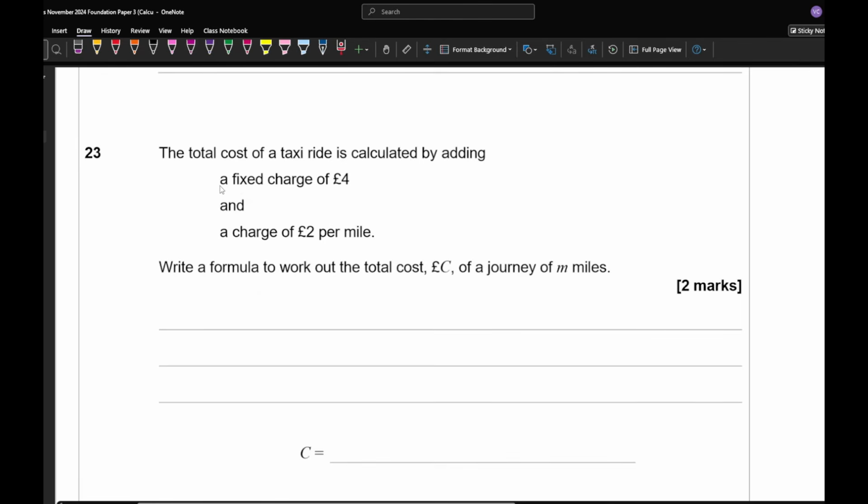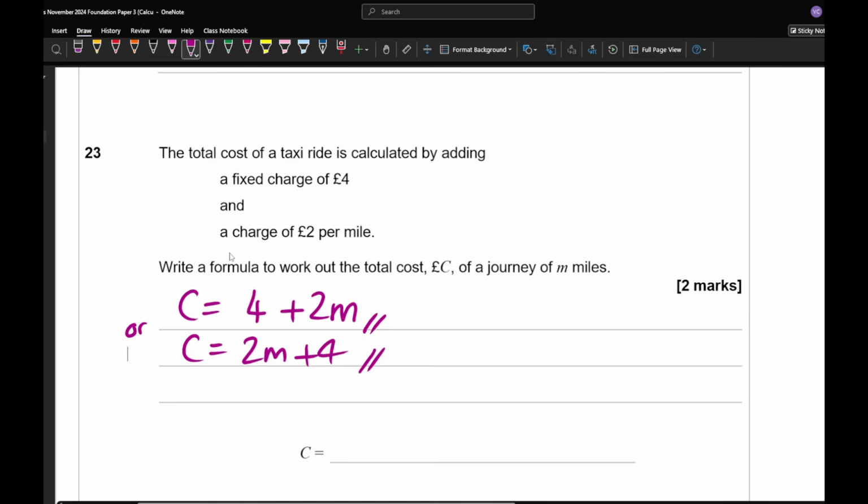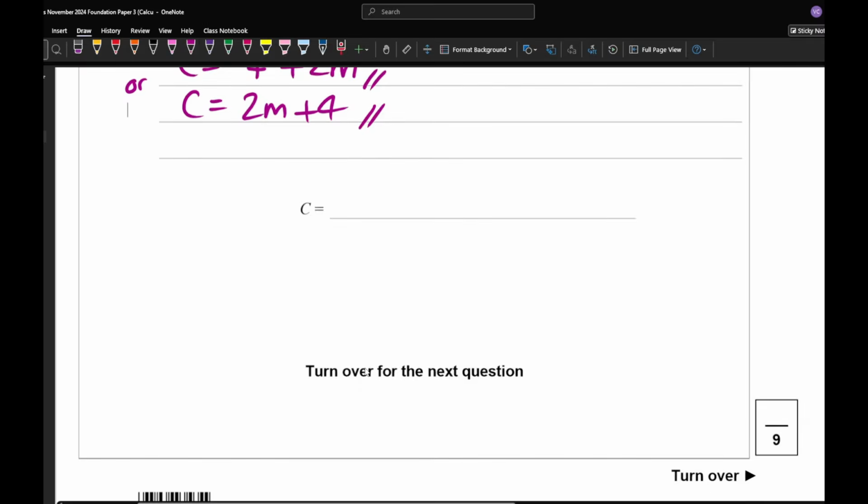For question 23, it says the total cost of a taxi ride is calculated by adding a fixed charge of £4 and a charge of £2 per mile. Write a formula to work out the total cost in C pounds of a journey of M miles. So for this, it's going to be a fixed charge of 4 plus 2 lots of M. So that's what C is going to equal, or I could write my answer as 2M plus 4. Any of those ways of writing the answer would be acceptable for the 2 marks.